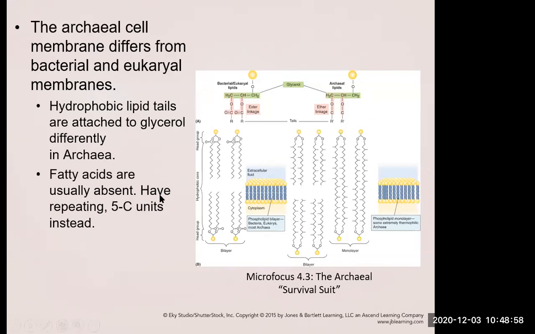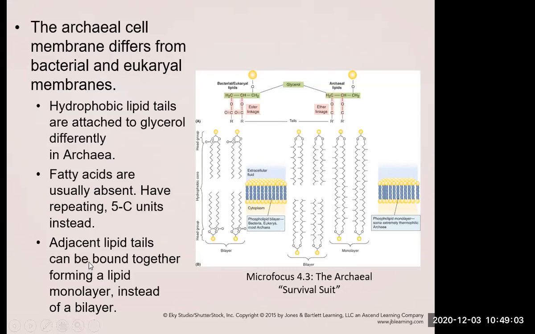There are usually no fatty acids. Instead, we're going to have these 5-carbon repeats. And we can even end up with a bound monolayer as opposed to a bilayer in some archaeal cells. But that is not going to be present in bacterial or eukaryotic cells. So what I want you to know here is just that there are some differences between bacterial and archaeal cell walls. I'd say the biggest difference is that some archaea can have a monolayer, whereas you're not going to see that in bacteria. That is the major distinction I want you to get from this slide.